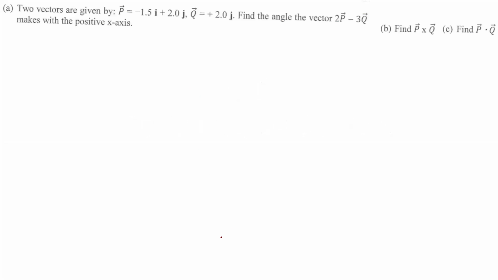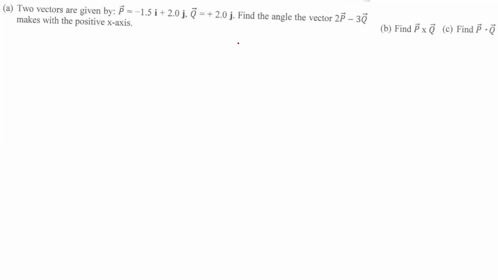Okay, let's start. Bismillahirrahmanirrahim. So the first problem is this problem here. I have two vectors, P and Q, and I give you the coordinates. The question is to find the angle that the vector 2P minus 3Q is making with a positive x-axis.